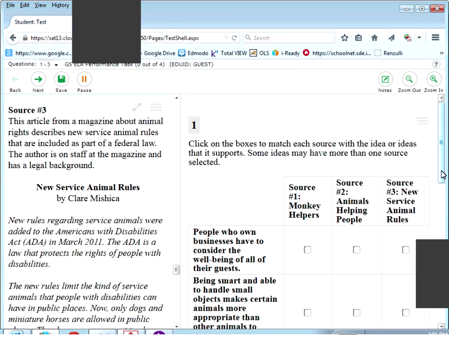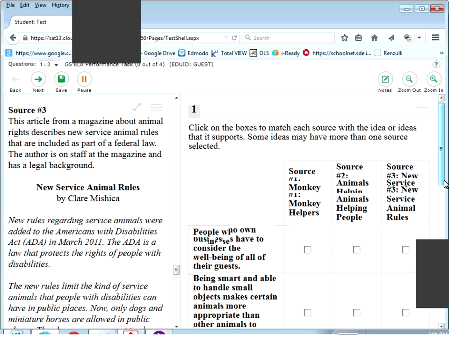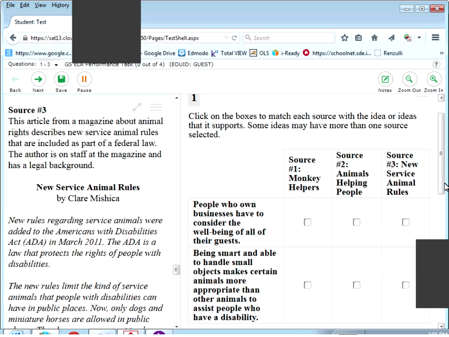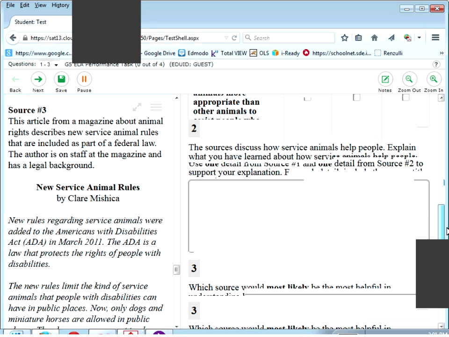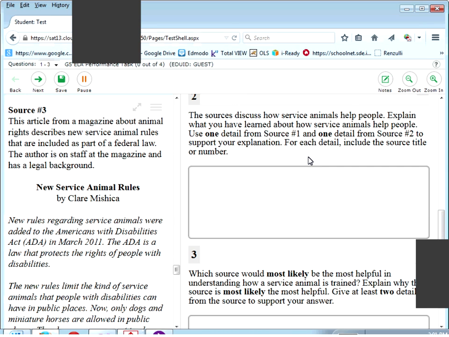If you look over here on the right, these are the questions that they want the student to answer first, comparing in each source, 1, 2, and 3. These are just fill in the blank. People who own businesses have to consider the well-being of all their guests. Did I find that in source 1? I would click it. Did I also find it in source 2? I would click it. Or is it also in source 3? I would click. Okay, as you continue to go down, there are some open-ended questions that it's asking.